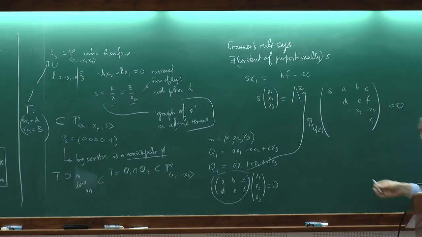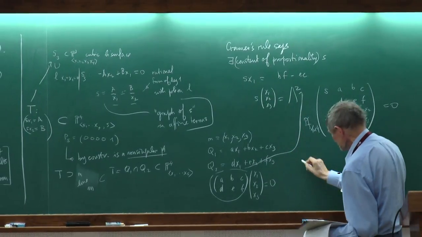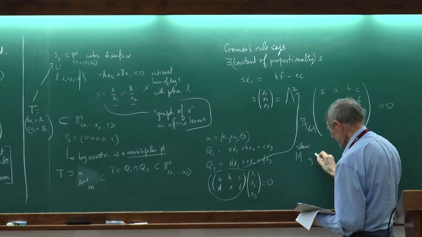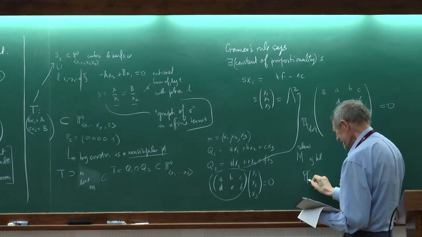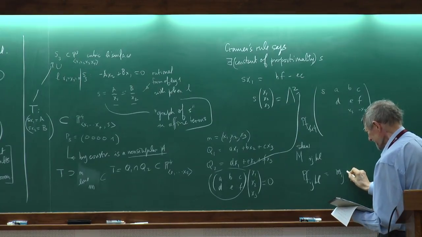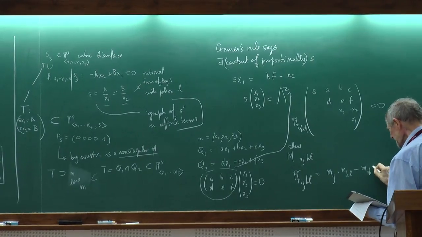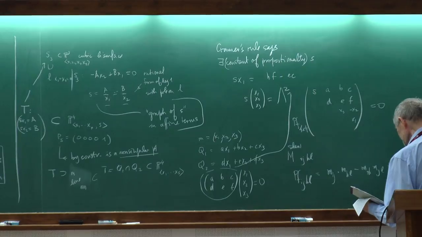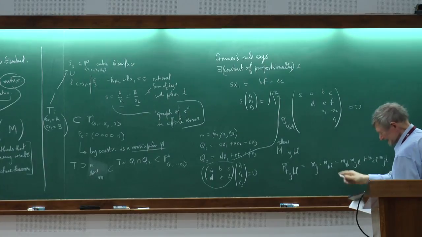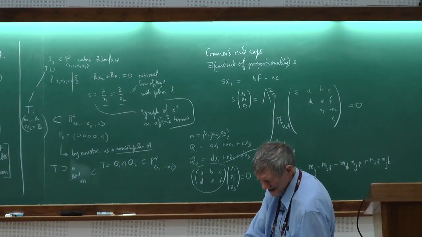So 4 by 4 Pfaffians, we're going to need this again. I'm sure that most of you have already seen this. If I've got a skew matrix M, and I've got I, J, K, L, then the Pfaffian IJKL is M_IJ times M_KL minus M_IK times M_JL plus M_IL times M_JK. Yeah?